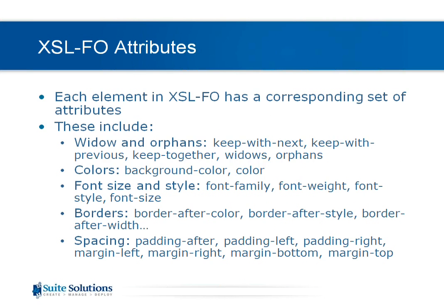Okay, and then besides the elements, each element in XSL FO has a corresponding set of attributes. So for example, widow and orphan control, you can say, like we said at the list, right? If it's the last item, make sure it stays with the rest of the list. That's called keep with previous. Colors, background color of the page or of the block, and color of the text. Different font size and style attributes, border attributes, spacing, all the things we need to make our documents look the way we want it to.